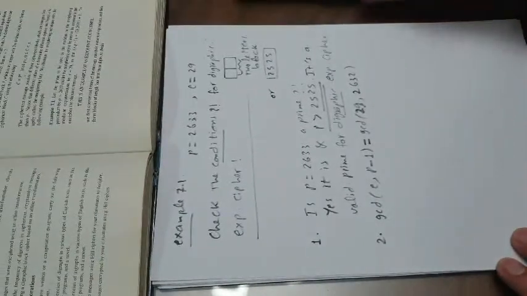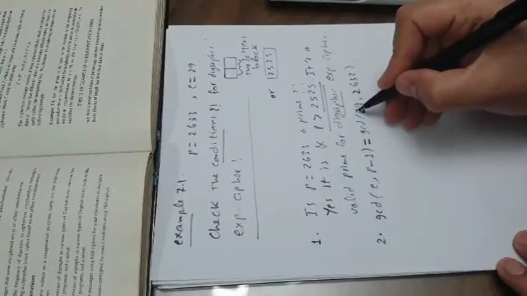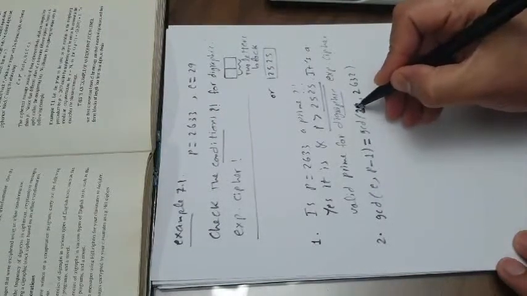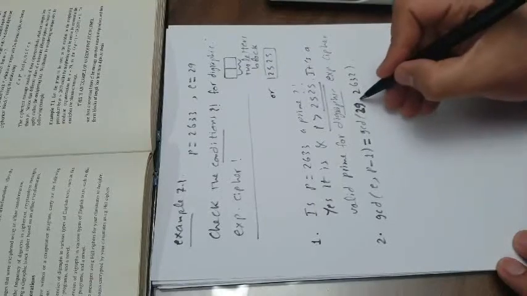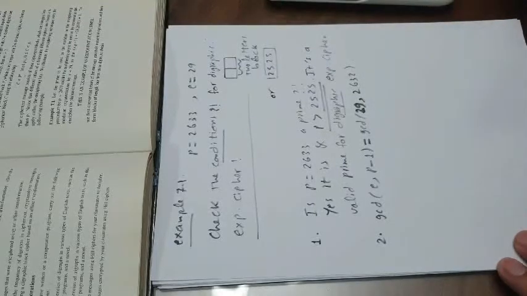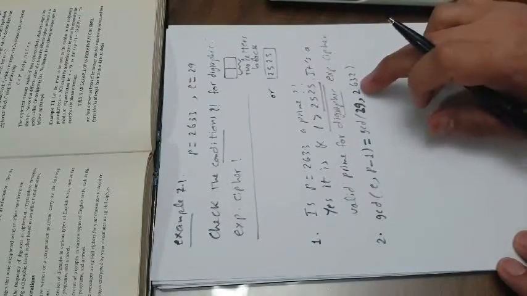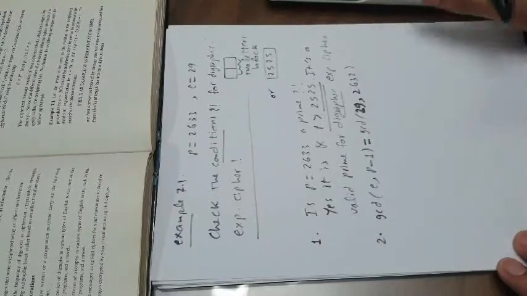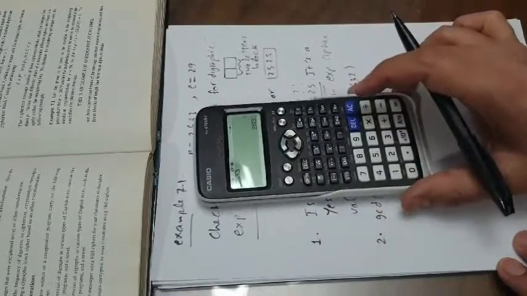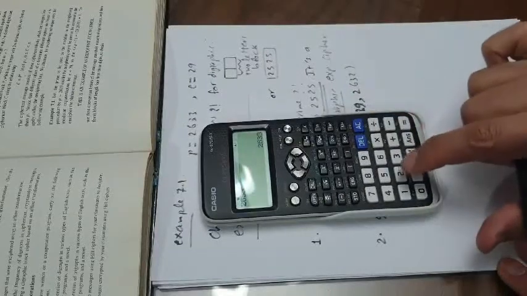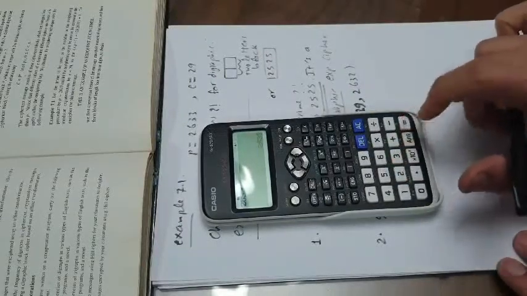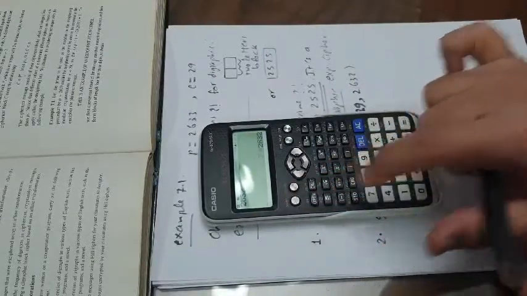This can be done easily with a calculator because we can factor it. 29 itself is a prime number. It is the 10th prime number. This is known, but 2632 is not a prime, it's an even number, so we can factor it using this calculator.